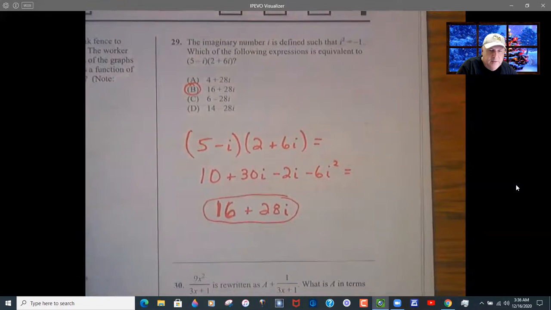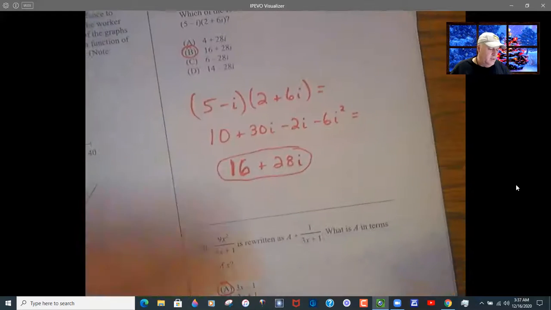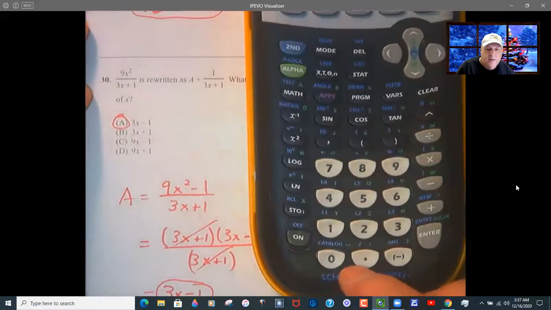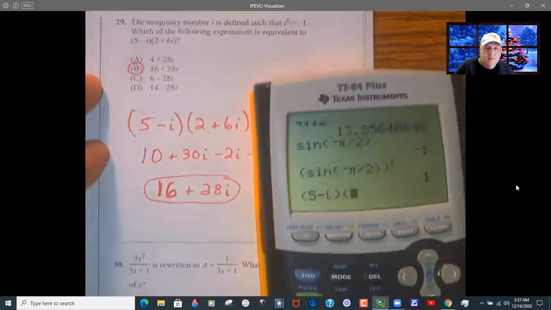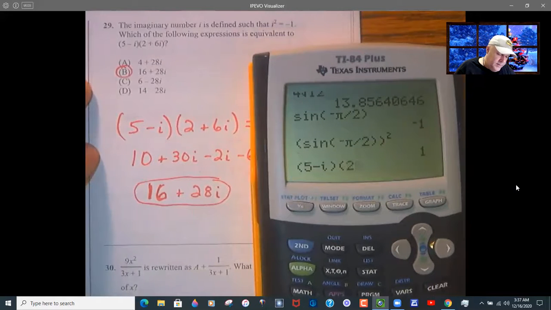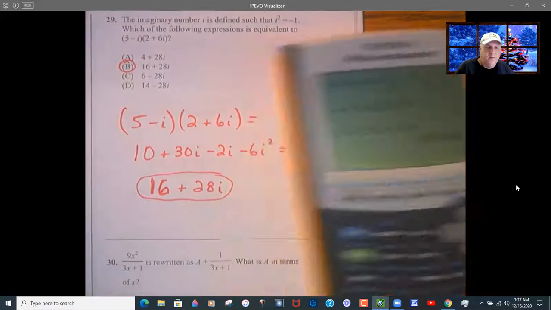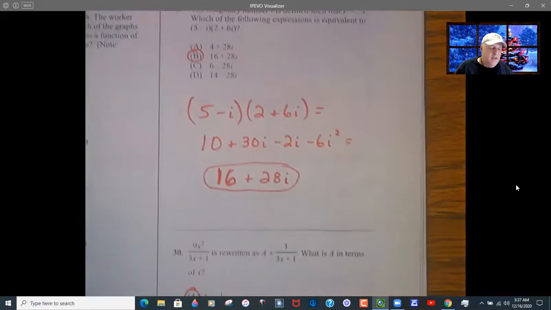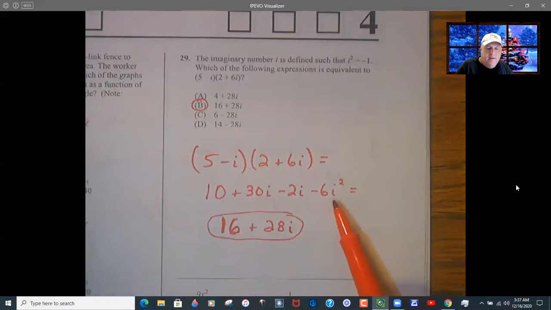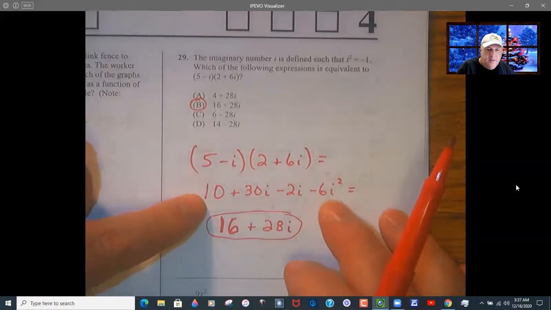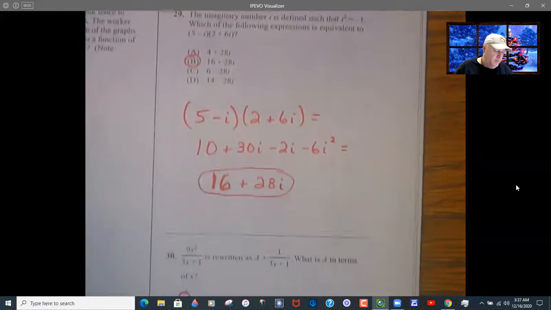Problem 29. Which of the following expressions is equivalent? So note this is the FOIL product. Also know that you have a calculator which can do this. So (5 minus i)(2 plus 6i). Where is your i button? Your i button is right there behind the decimal point. And there it is, 16 plus 28i. But it is the FOIL product. i squared is -1, so you insert that after you do this all out. So that becomes 10 plus 6, since -6 times -1 is 6, so 16 plus 28i.